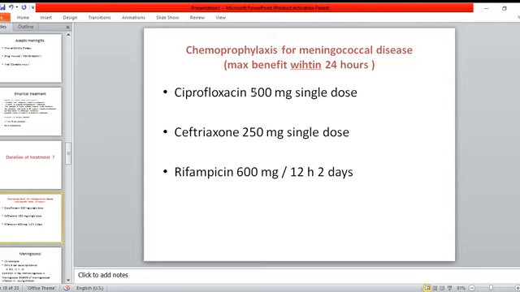If an adult patient is above 18 years old and not pregnant, by default you will give ciprofloxacin. If they're younger than 18, your choice will be ceftriaxone. Hope this is a clear point.